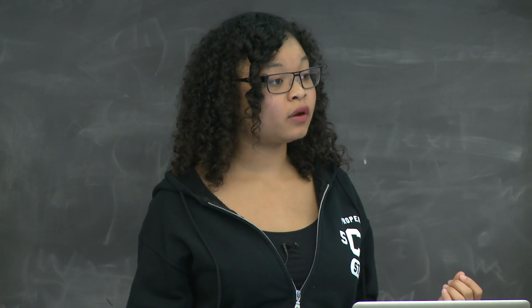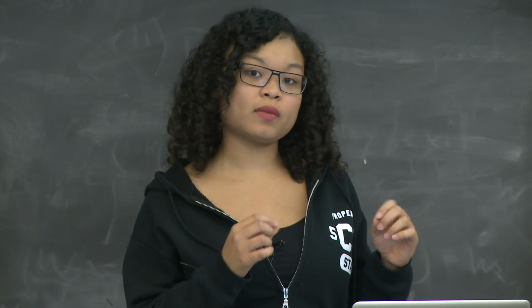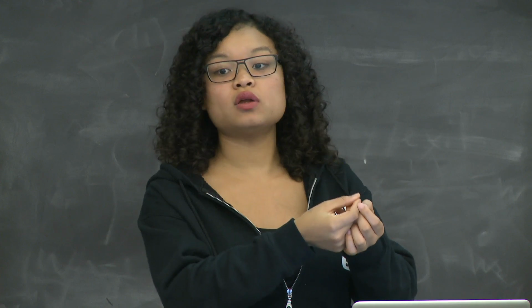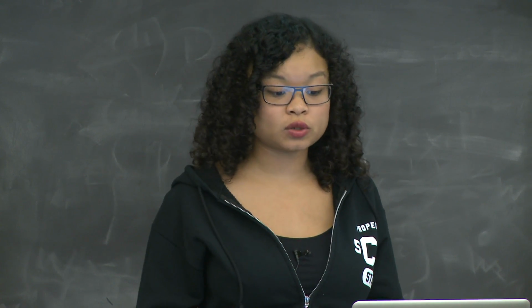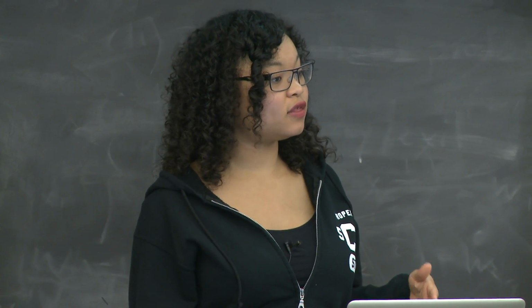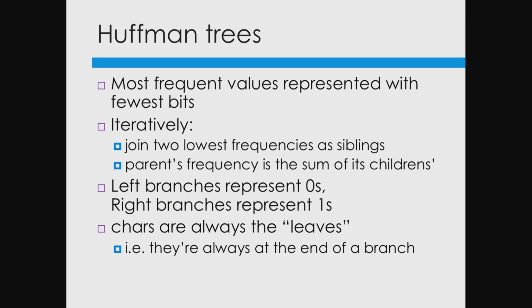And so what you do is once you have all of that mapped out, then you look for the 2 lowest frequencies and then join them as siblings, where then the parent node has a frequency which is the sum of its 2 children. And then by convention, you say that you follow the left node by following the 0 branch, and the right node is the 1 branch.